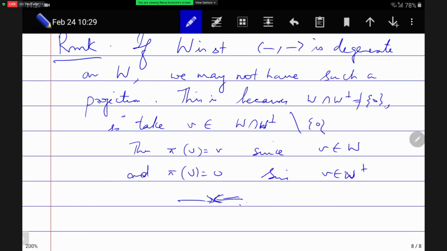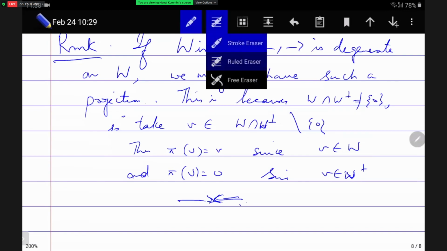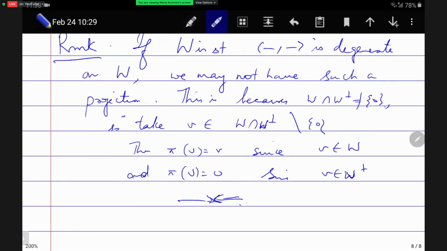Sir, you've written we may not have such a projection, right? I just told that what I showed is there is no such projection. The way I've written it, I'm probably saying there's a likelihood statement, but I am not. I'm just saying that if such a projection existed, this is what you would get. So maybe I should say we will not have a projection. Is that what your confusion is? Yes, correct.